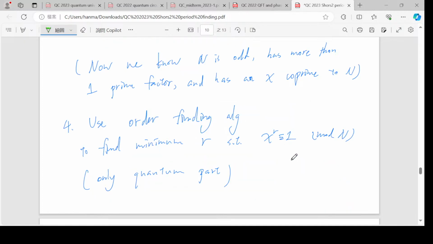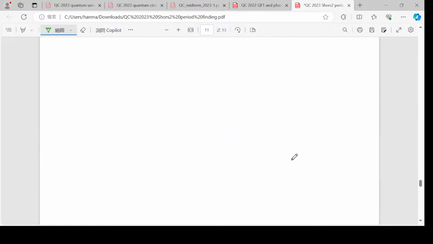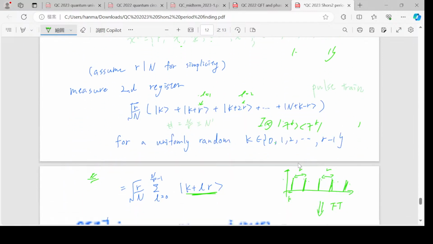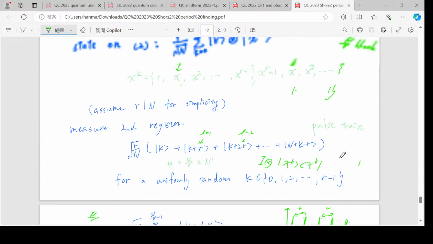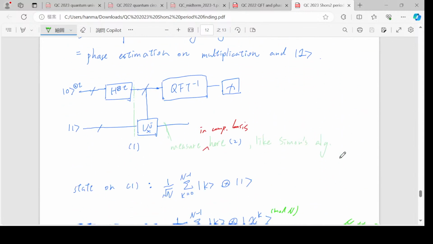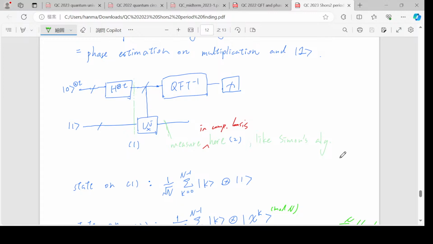Okay, yeah, and we are 5 minutes early, but that's the view, that's the intuition behind Shor's period finding algorithm. That's Peter Shor thinking about it.